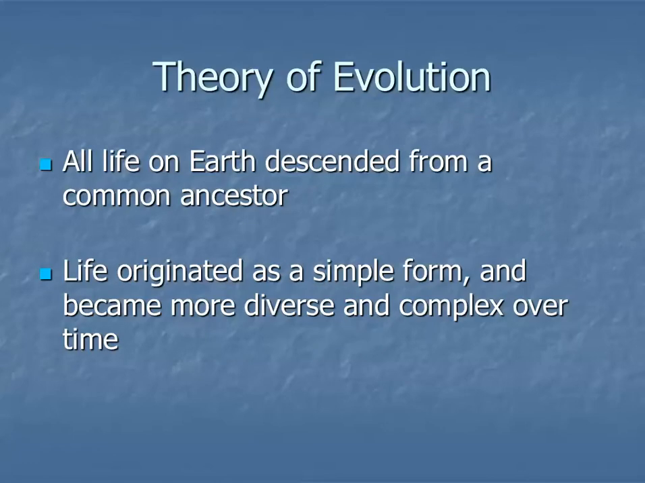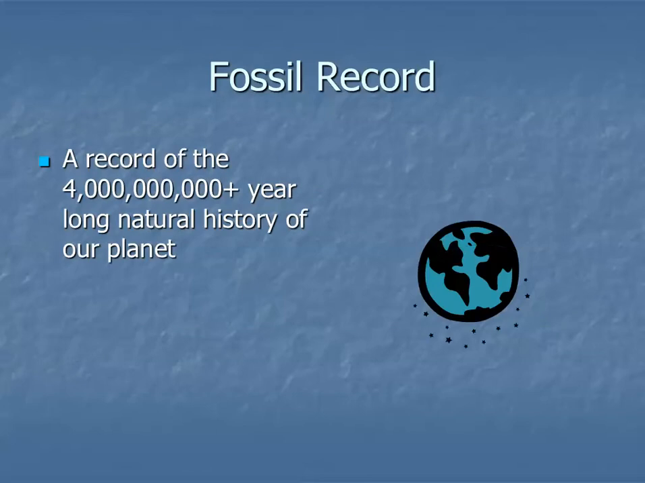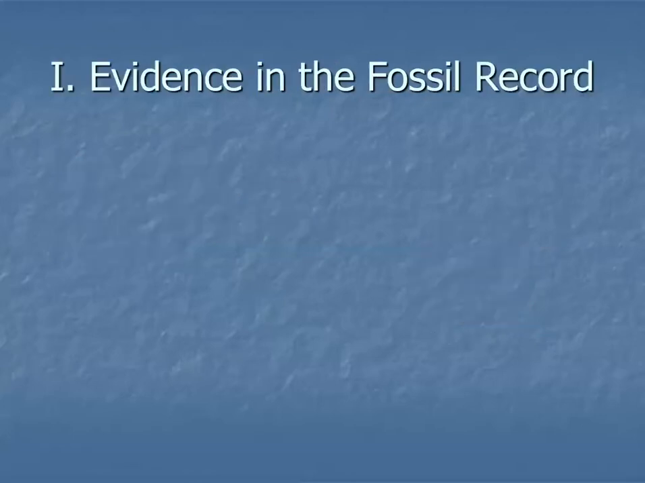To review again, I'd like to reiterate important points. The theory of evolution states that all life on Earth descended from a common ancestor, and a sort of corollary of this theory is that life originated as a simple form and became more complex and diverse over time. And to review, the fossil record is almost a 4 billion year old record of how life has changed on our planet over time. So, there are actually 4 different ways that the fossil record supports the theory of evolution.